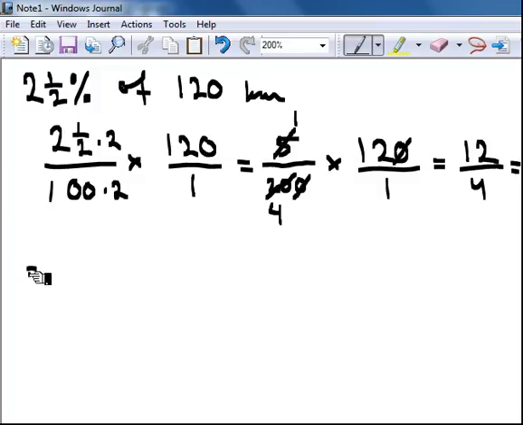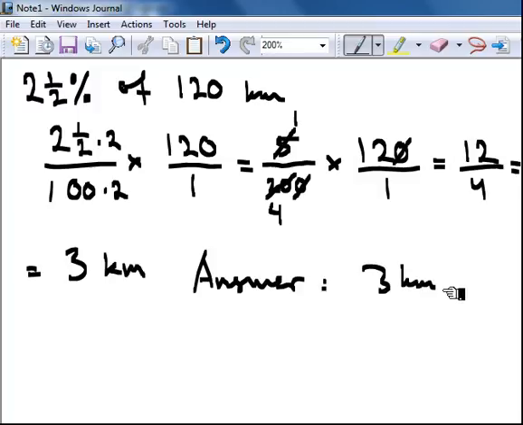12 over 4 is 3, and the answer is going to be kilometers. So 2.5% of 120 kilometers is 3 kilometers. Then we write the answer: 3 kilometers.